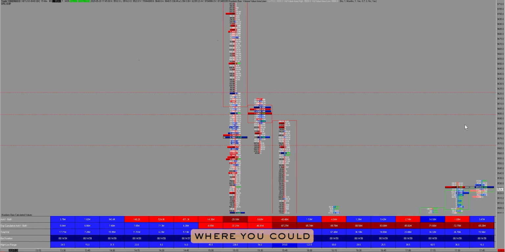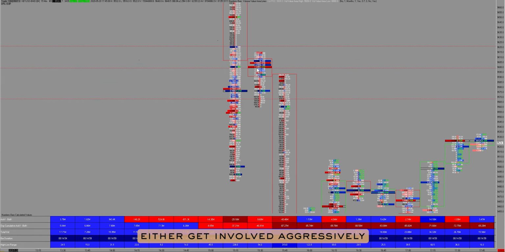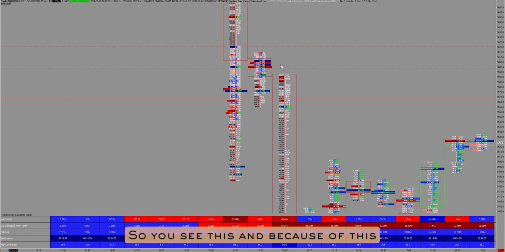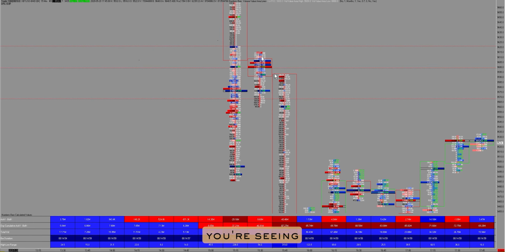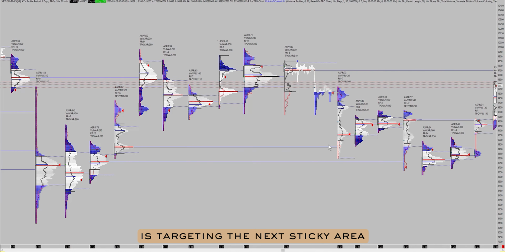And this is a choice where you could either get involved aggressively. So you see this, and because of this, you're seeing that sellers are willing to sell down here, and prices are unable to close above that. So you can enter in early. And remember, what we're going to be doing is targeting the next sticky area. So first level would be the low of this structure, but ideally the next level is below this gap.